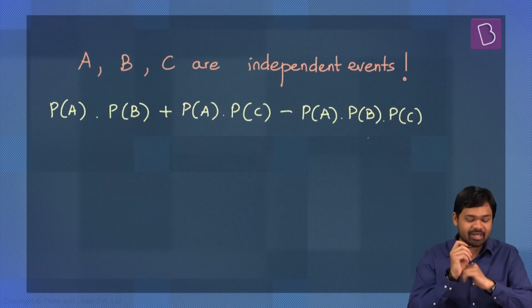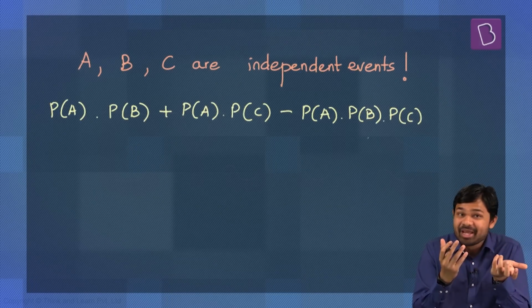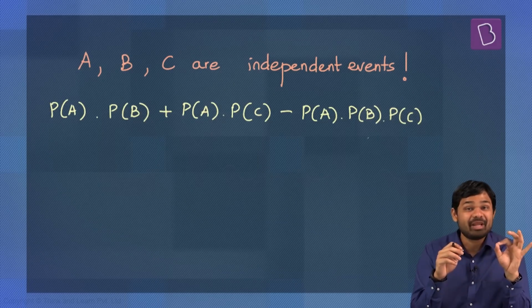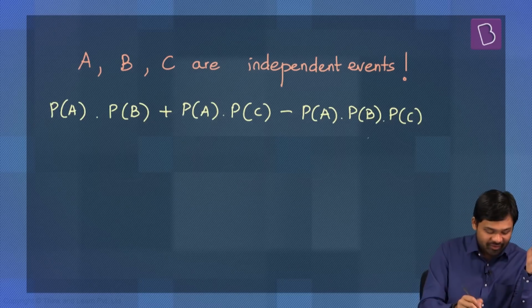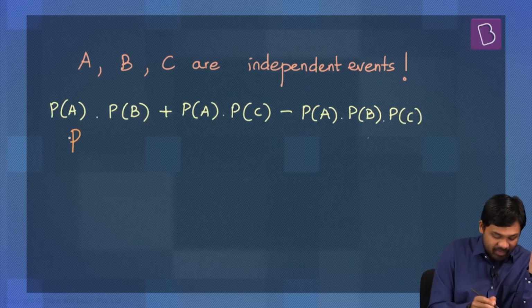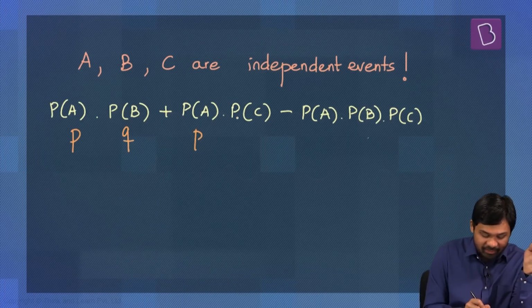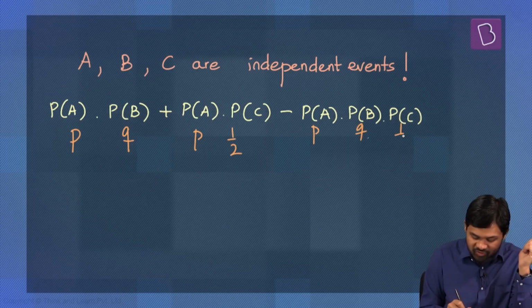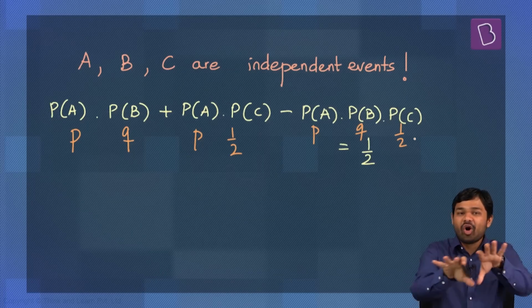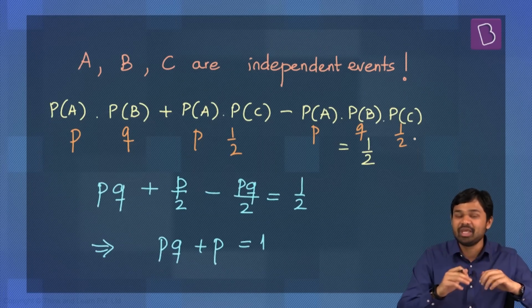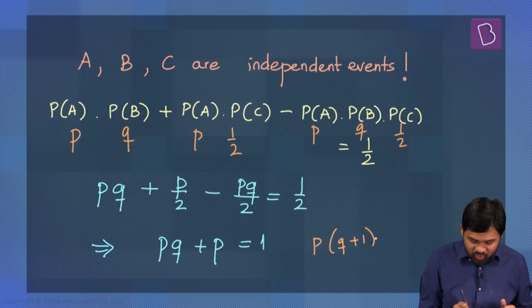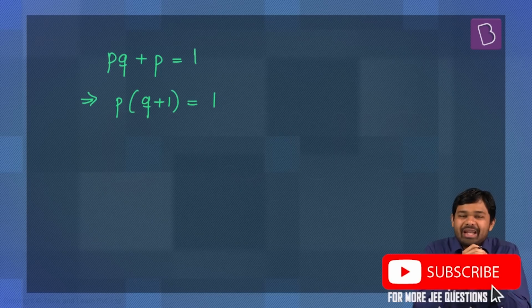In the same way, I can write P of A intersection C as P of A multiplying P of C, and finally P of A intersection B intersection C as P of A multiplying P of B multiplying P of C. Now they've told us that P of A is P, P of B is Q, and P of C is 1/2. So upon putting in all these values, I get an expression which is PQ plus P is equal to 1, out of which if I take P common, I get P multiplying Q plus 1 is equal to 1.